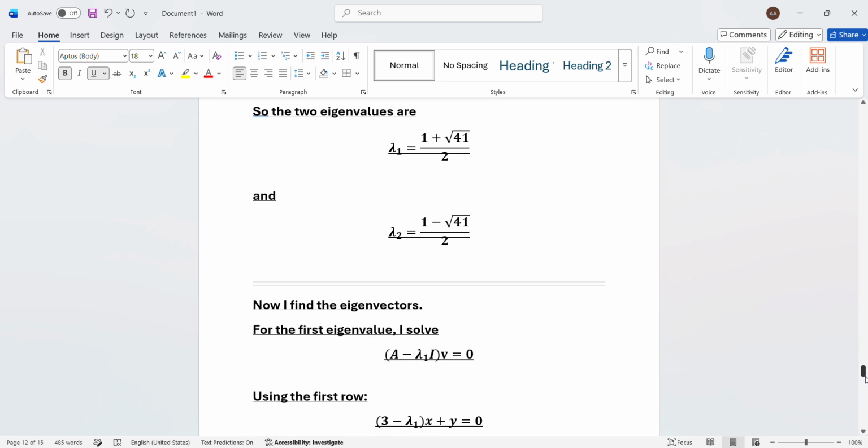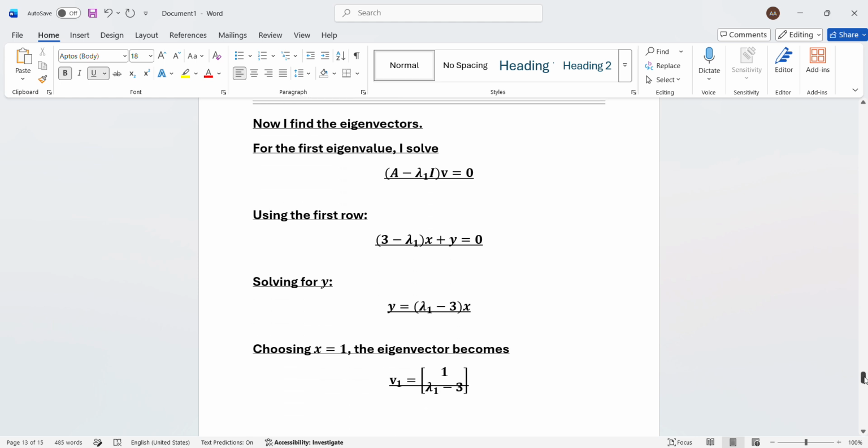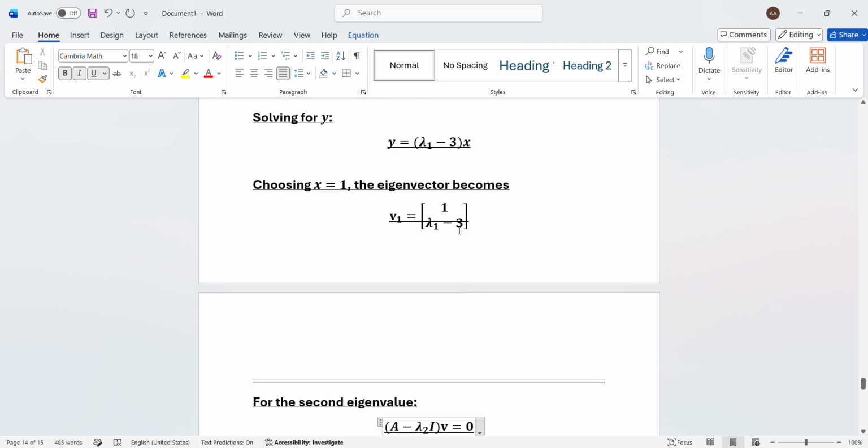So now we find the eigenvectors for the first eigenvalue. We're gonna solve it using the first row, solving for y. So let's choose x equals 1. The eigenvector becomes this, this is gonna be our vector. So it's gonna be only 2 rows.